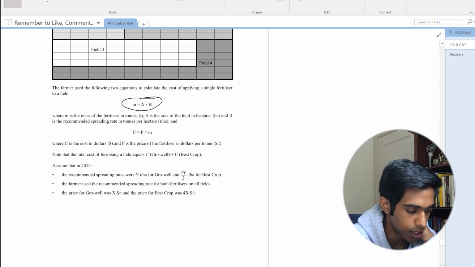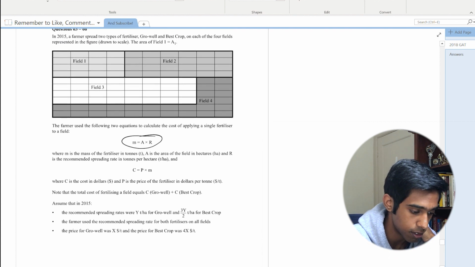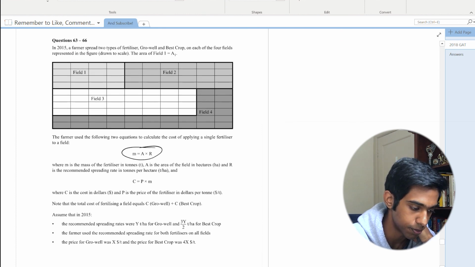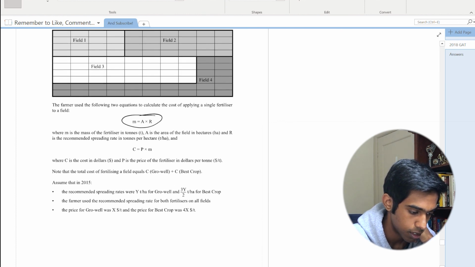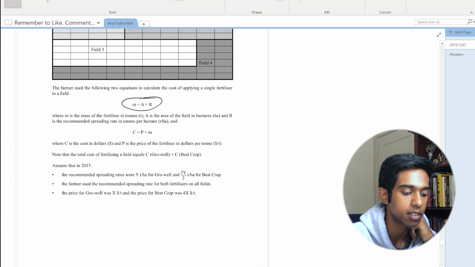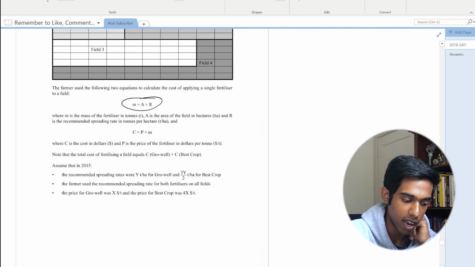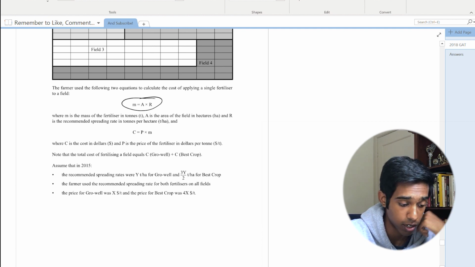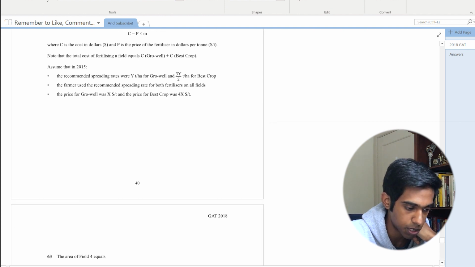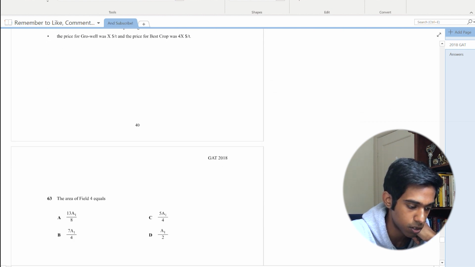So note the total cost of fertilizing a field equals C Grow Well plus C Best Crop. Okay. The recommended spreading rates in 2015 were Y tons per hectare for Grow Well and 3Y over 2 tons per hectare for Best Crop. The farmer used the recommended spreading rate, and the price for Grow Well was X dollars per ton, and the price of Best Crop was $4 per ton.